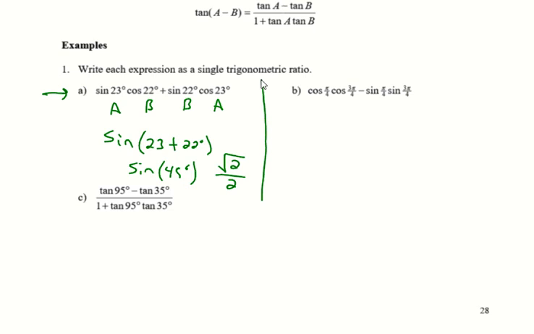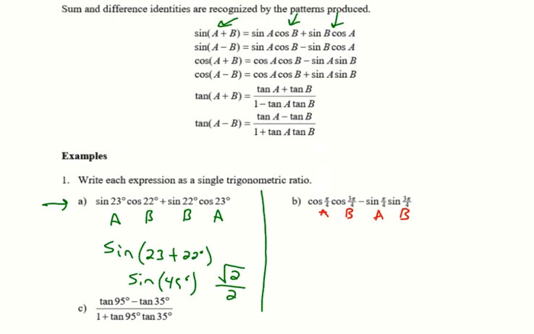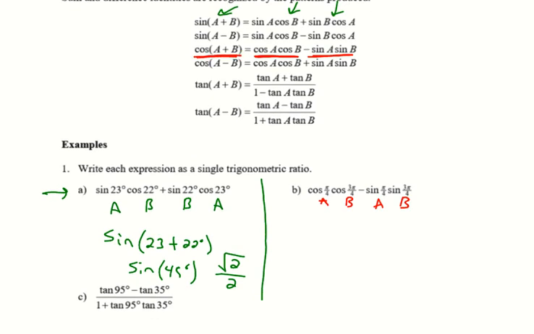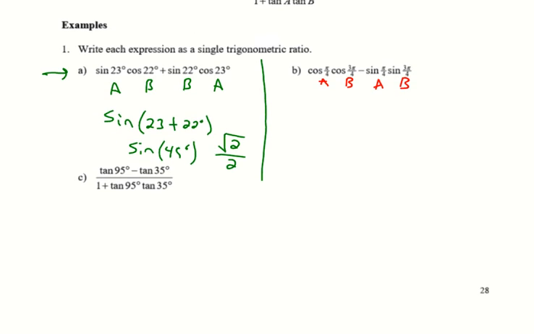Now we've got cos, and again let's call that A, pi over 4. This is a different one, so that's B. And that's the same as A, and then that's B. Let's look back at our formula. Do we have cos A cos B minus sine A sine B? That's the one we're looking for. So now I can use this side: cos of A plus B.